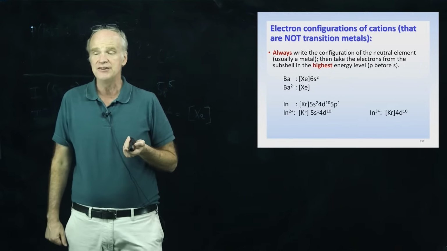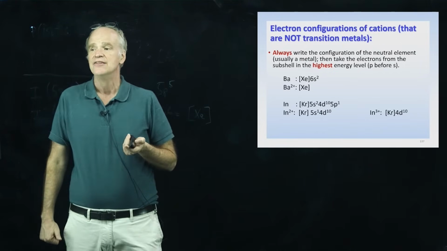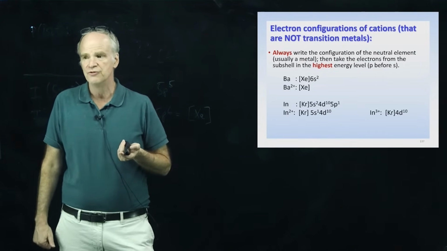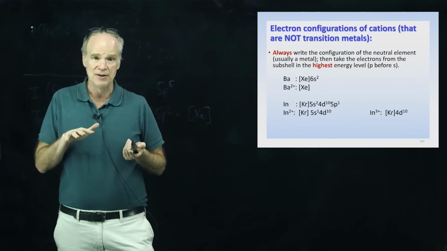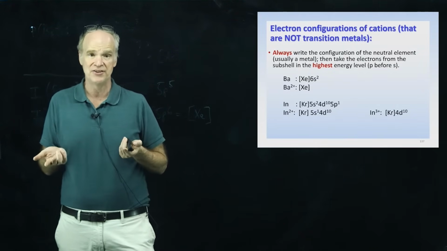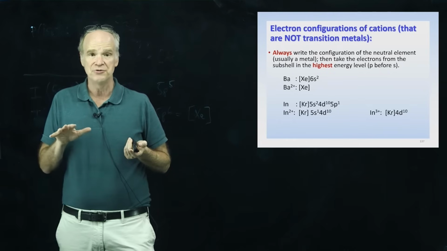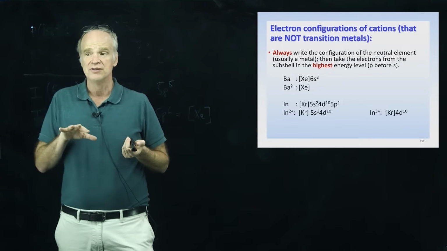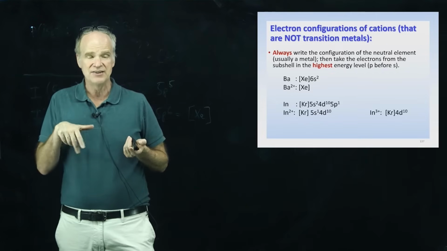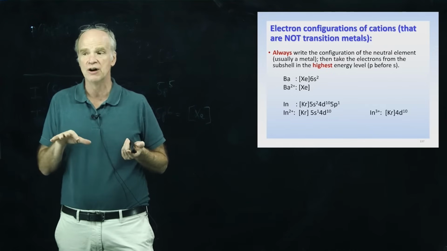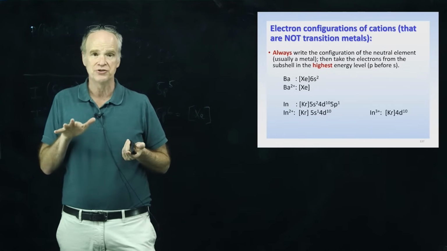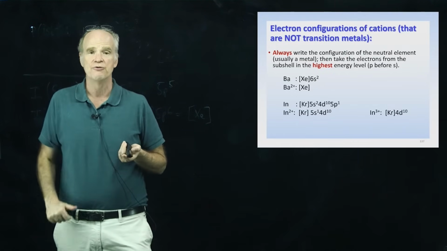Now, if you have the indium 3+ ion, there you will remove, starting with indium, the 1 electron in the p sublevel and both electrons in the s sublevel. So once those 3 electrons are gone, what you're left with, you don't have to write down 5s0 or 5p0. You can just write what you have left, which is krypton's configuration with 4d10.